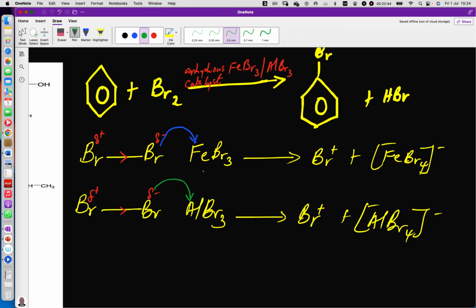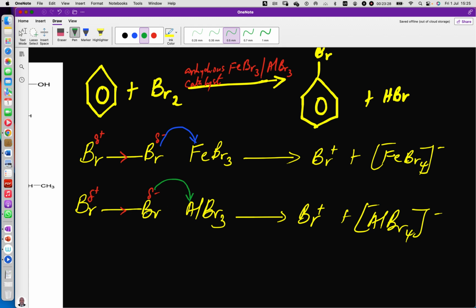What is going to happen here is the same procedure, but for the fact that the bromine here is going to form a dative covalent bond with aluminum bromide by donating a lone pair of electrons from this bromine, into an empty 3p orbital in the aluminum. Aluminum has an empty 3p orbital.